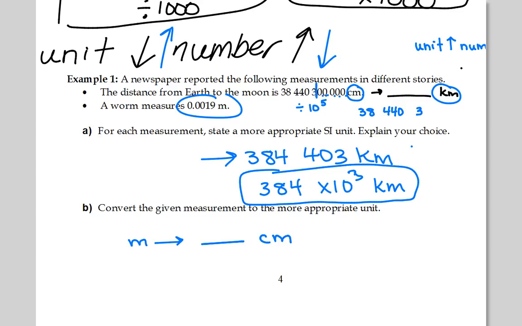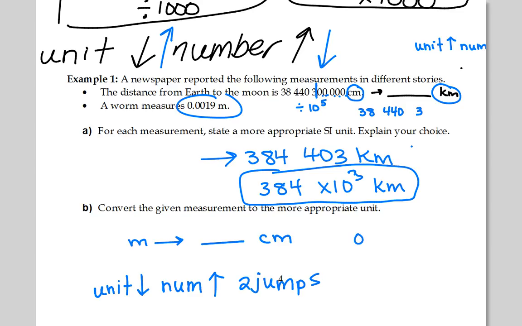The centimeter is your pinky. The meter is your step. This is a meter, right? And a centimeter would be 1 pinky. And I got 100 pinkies on here. So if the unit gets smaller, the number gets bigger. Good. So unit got smaller, number gets bigger. How many jumps? 2 jumps.